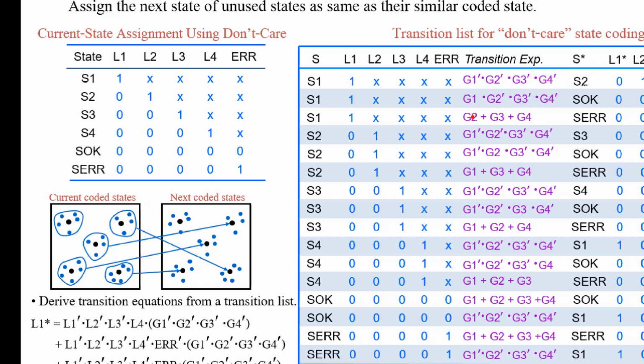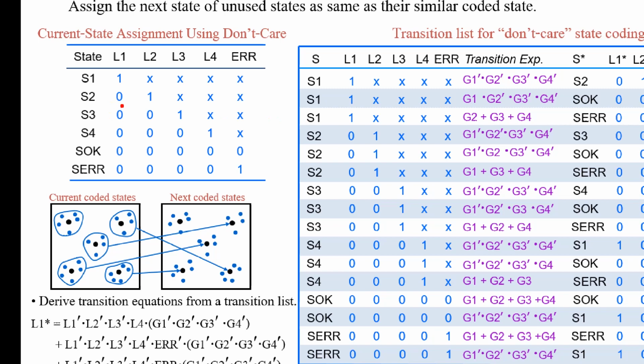If another input condition makes this state go to this state, then the undo state that has the similar binary code of this one, you go to the same next state.